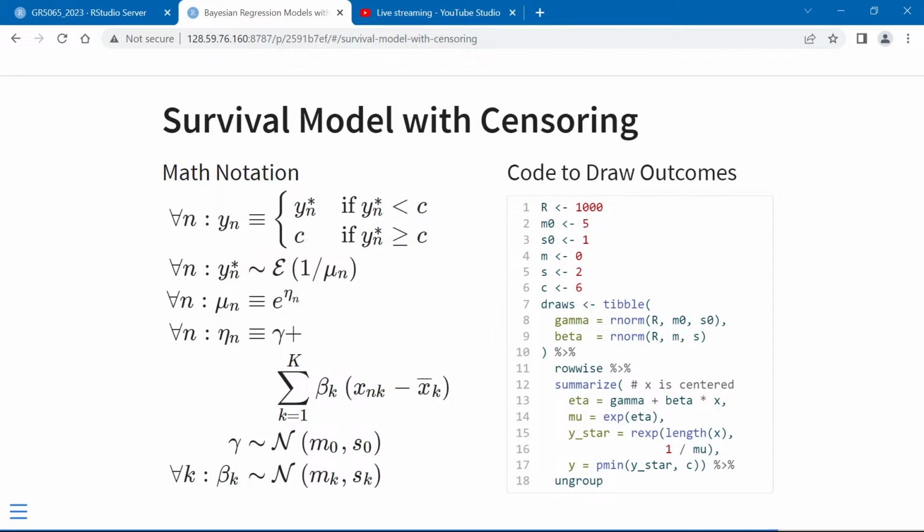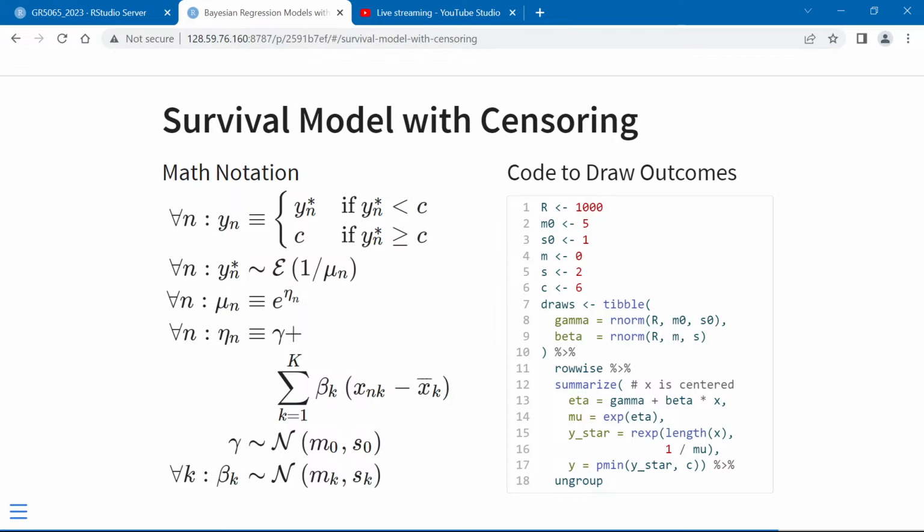So the code to draw from the prior predictive distribution: normal on the intercept, normal on the coefficient. You can have more than one coefficient, obviously. Let's say C is known to be 6 years or whatever. The study went on for 6 years, maybe. We take draws, size R, from these normal distributions on our parameters. We go row-wise, and then generate a summary, even though the summary is larger than the input.